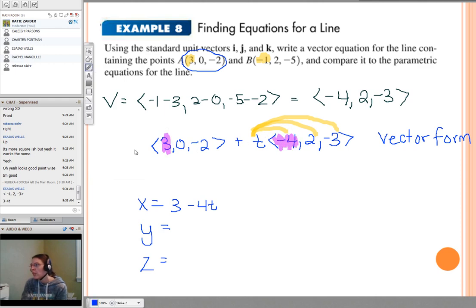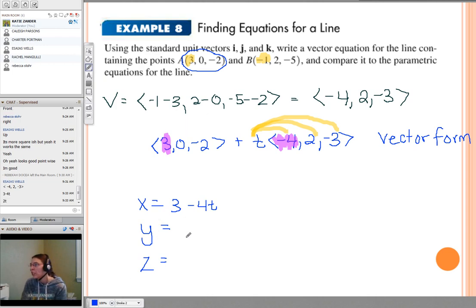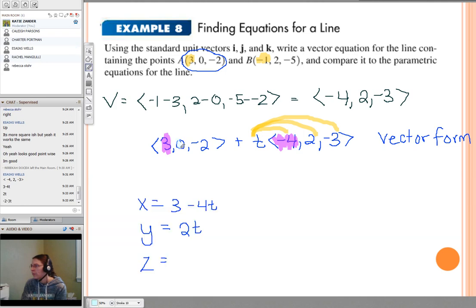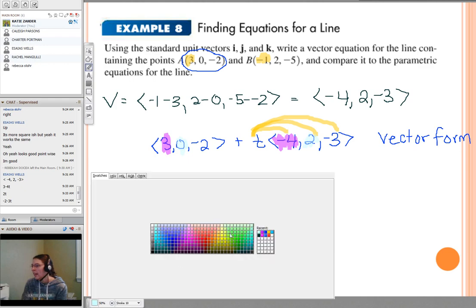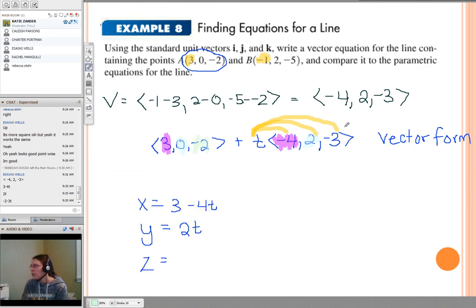What about the equation for y? What equation can we get for y? Yeah, just a 0 plus 2t, which is a 2t. And then what equation can we create for z? Yeah, and I'll just color code these. So -2 plus -3t, that's just a -2 minus a 3t.